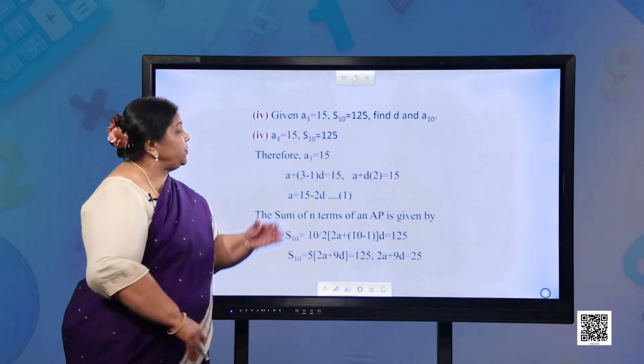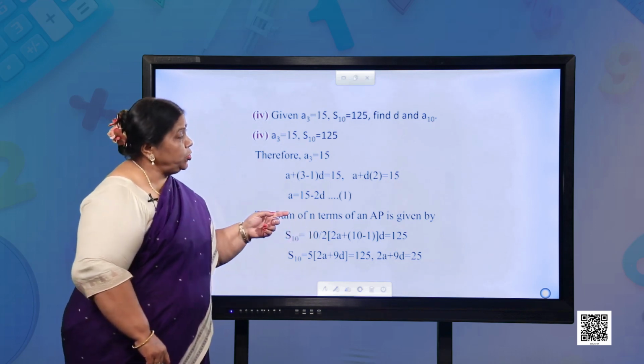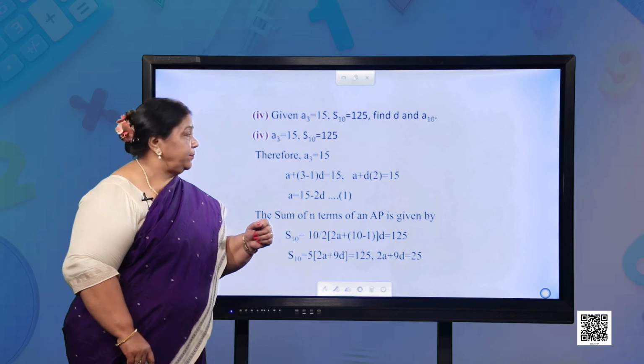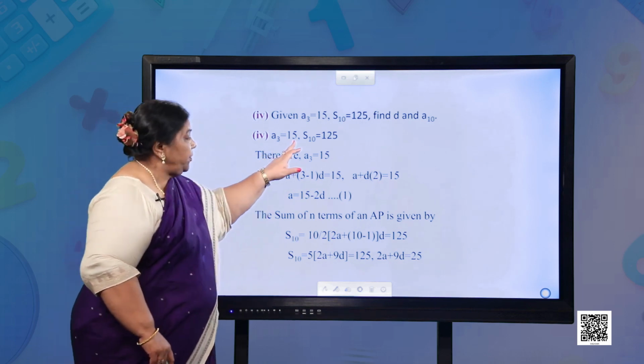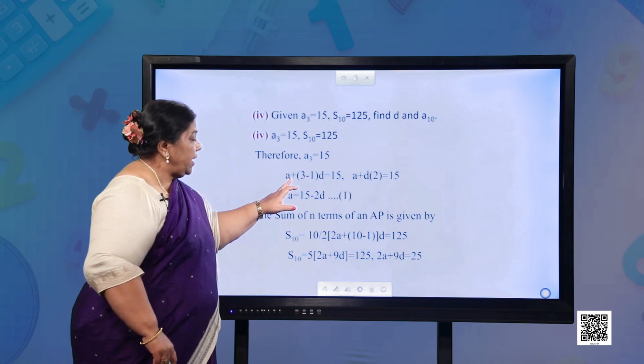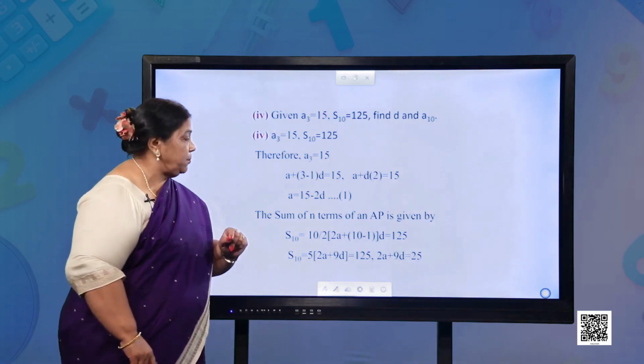Here A3 is 15, S10 is given as 125. We are supposed to find D and A10. Okay, so common difference and 10th term. So A3 is 15 means I can write down A plus 3 minus 1 into D as 15. That is A plus 2D is equal to 15, or A is equal to 15 minus 2D. Let us take this equation as equation number 1.